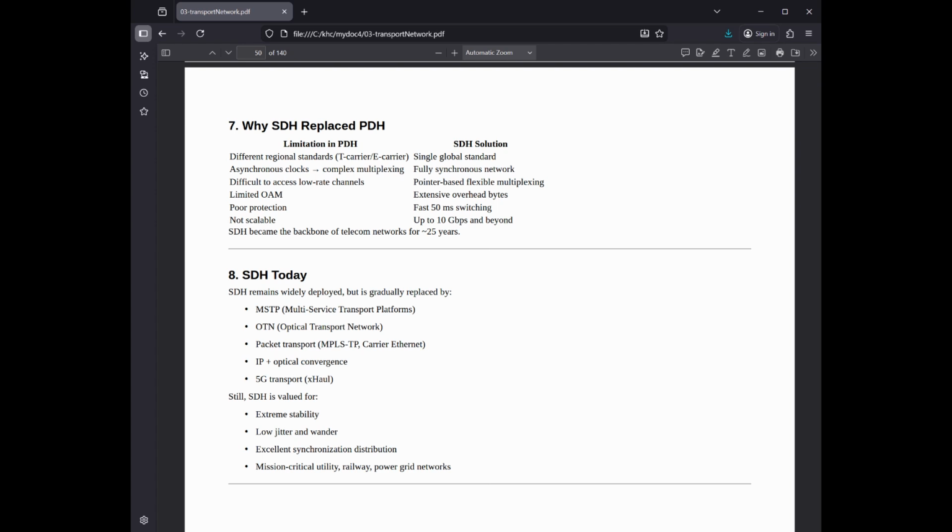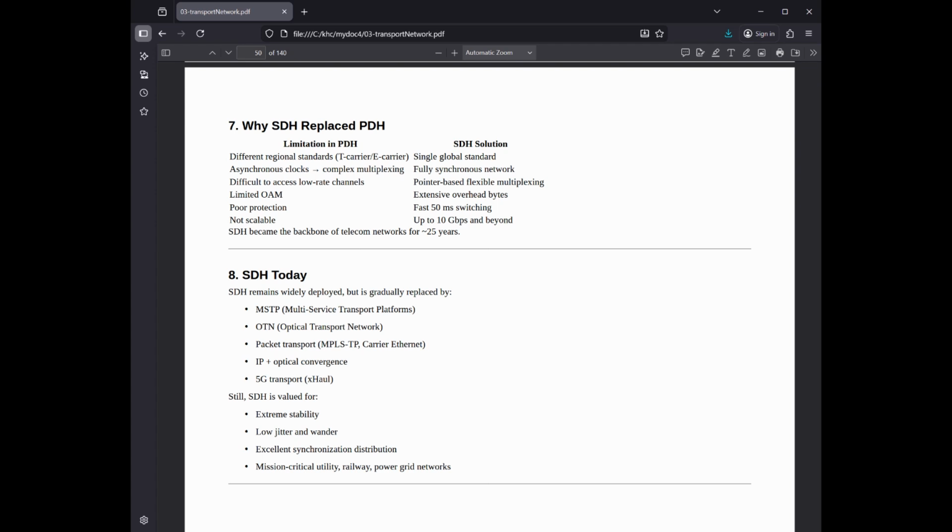Summary table, PDH versus SDH. Feature: PDH, the old way; SDH, the modern way. Clocks: independent, plesiochronous versus master-slave, synchronous. Extraction: must unpack everything versus direct add-drop via pointers. Standards: multiple, T1, E1, etc. versus 1 global, STM. Monitoring: very limited versus comprehensive overhead. Recovery: manual intervention versus automatic, 50 milliseconds.